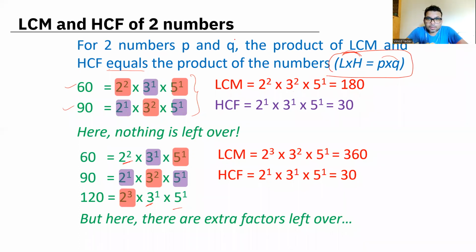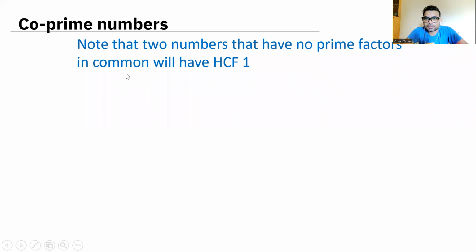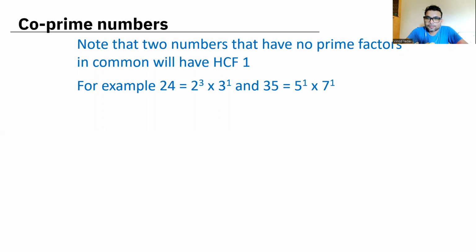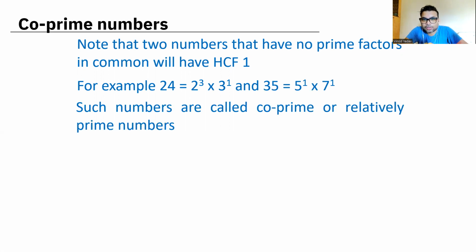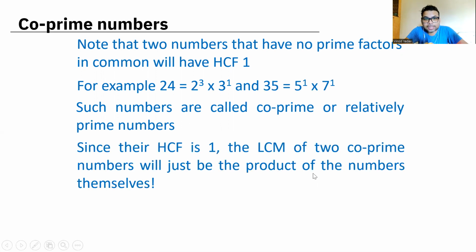So for co-prime numbers, the HCF will always be 1. What does that mean? See, for example, 24 and 35, they are co-prime. Nothing is common. The HCF is 1. So such numbers are called co-prime or relatively prime numbers. In their case, HCF is 1. So LCM of the two co-prime numbers will simply be the product of both the numbers, right?